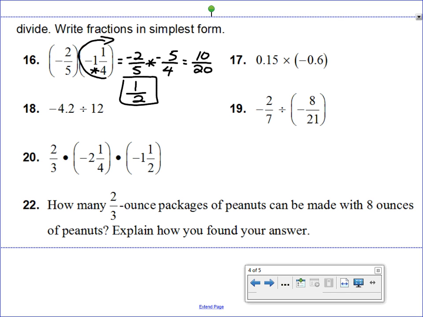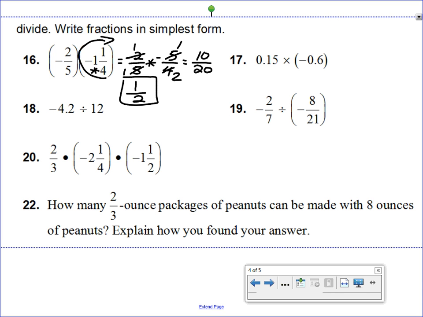Well, look here. 5 and 5 share common factors of 5. So I'm going to take out those common factors. 2 and 4 share a common factor of 2. So I'm going to take out those common factors of 2, and I get 1 times 1, which is 1, 1 times 2, which is 2. We get a positive 1/2. Okay?